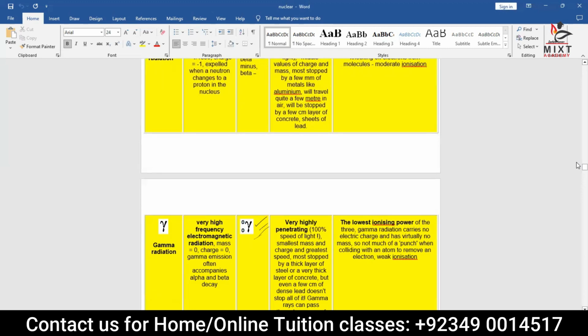The gamma rays are represented by this sign. And how does this sign look like? It looks like this. This is your gamma radiation sign. Alpha, beta, and gamma: remember that these are the most penetrating rays and the most dangerous rays as well. So the representation of gamma rays is this sign.